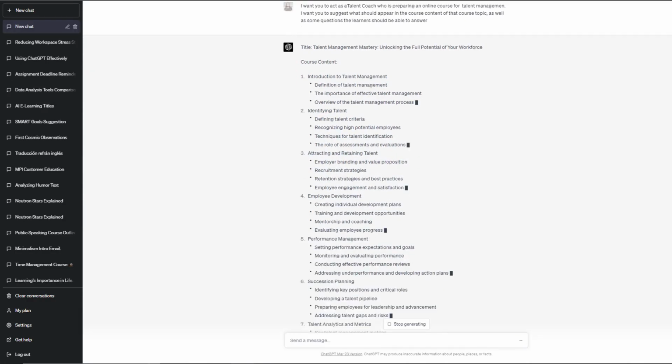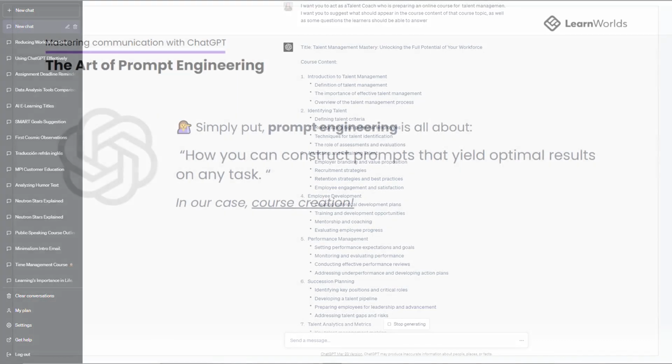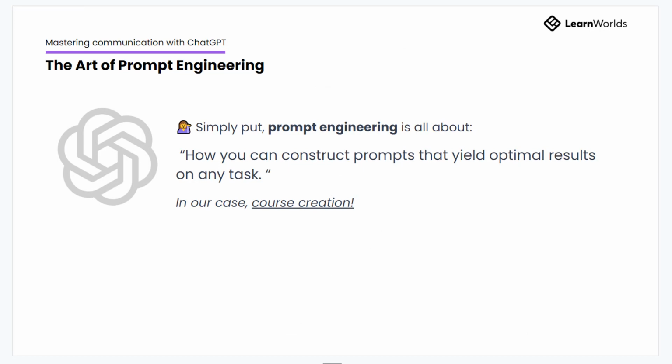Okay, so once again, it's doing exactly that. We submitted the prompt. We asked for it to prepare an online course for talent management. This is exactly what we got. We got the course's content. And yeah, now by using prompts, you're allowing ChatGPT to help you stay on track and create efficient, effective, and engaging course content. So what exactly is prompt engineering, the art of prompt engineering?